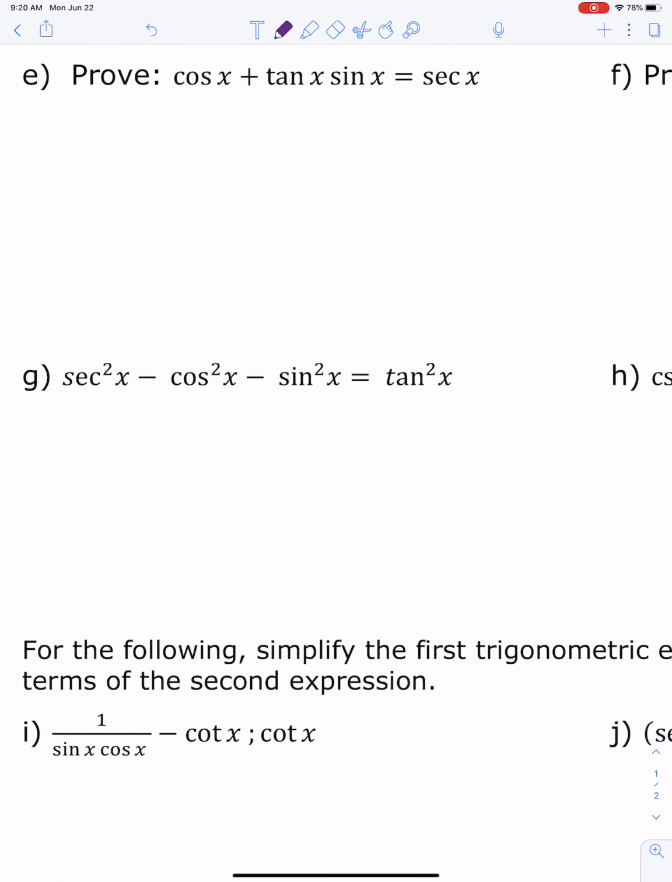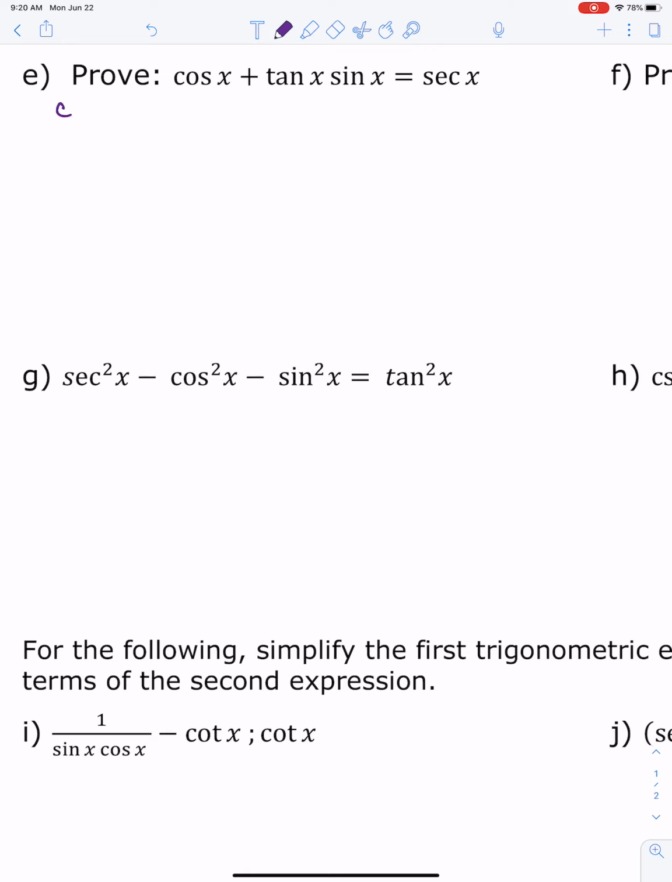E at the top here, we want to prove that cosine x plus tan x sine x equals secant x. The left side definitely looks more complicated than the right, so I'm going to start there. And I'm going to start by writing everything in terms of sines and cosines. We build everything from our reciprocal identities, our reciprocal functions, our quotient functions. So we're going to go from there.